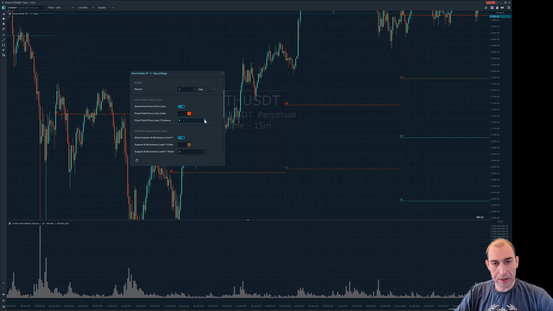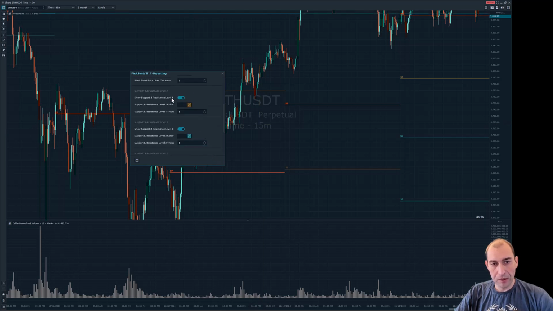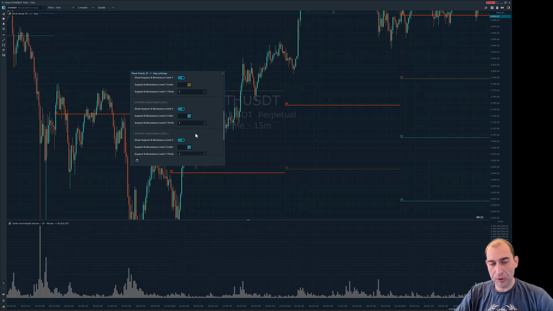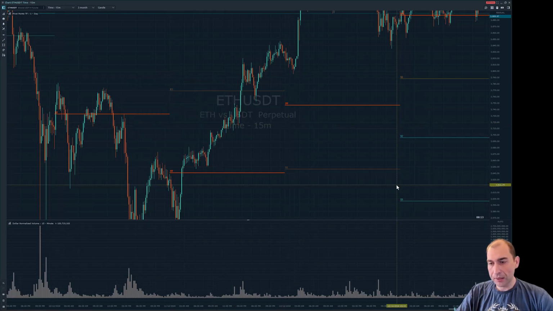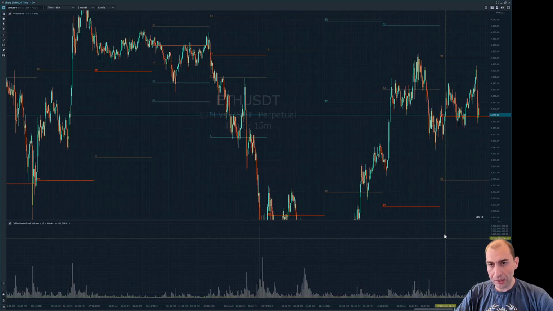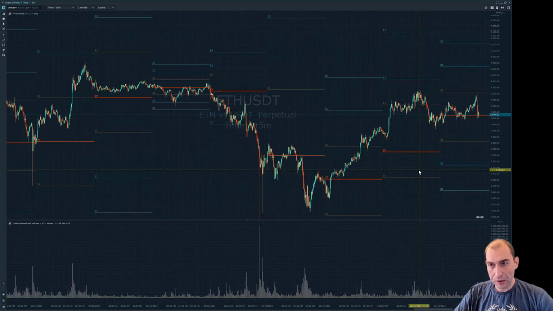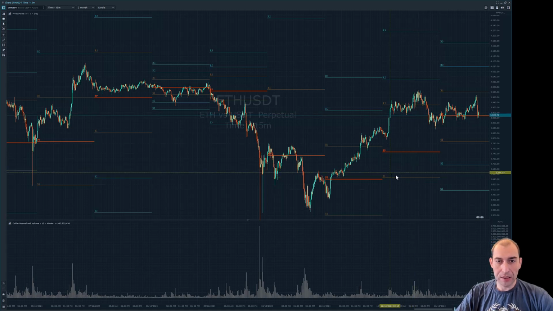You can adjust the thickness and the color of the parameter, support and resistance level 1, same thing for support and resistance level 2 and 3. That's all for now. Let's check the chart and understand how it works. If we just take a look at this indicator, we can see that this value is calculated based on the previous day.